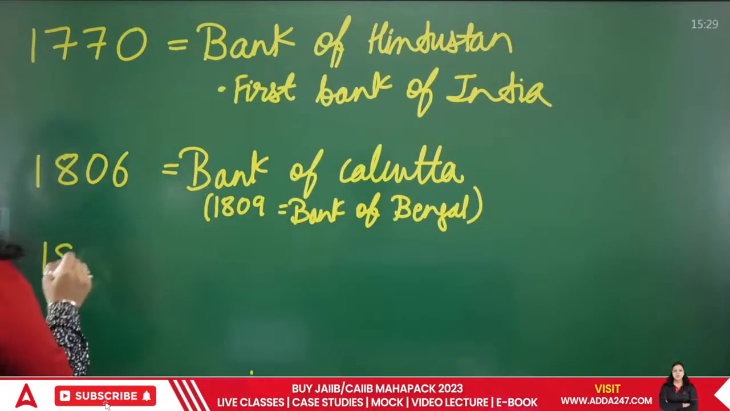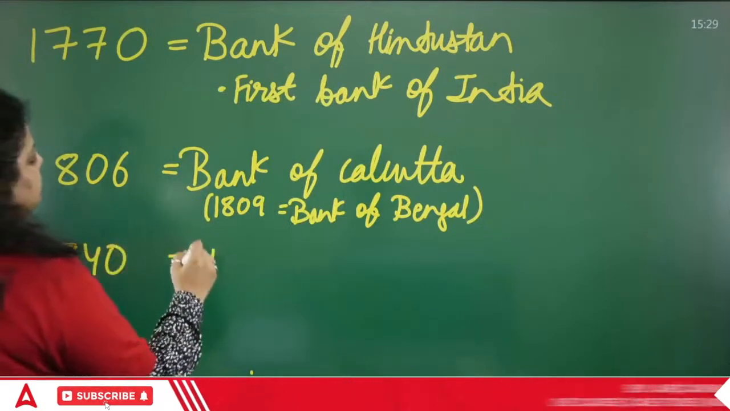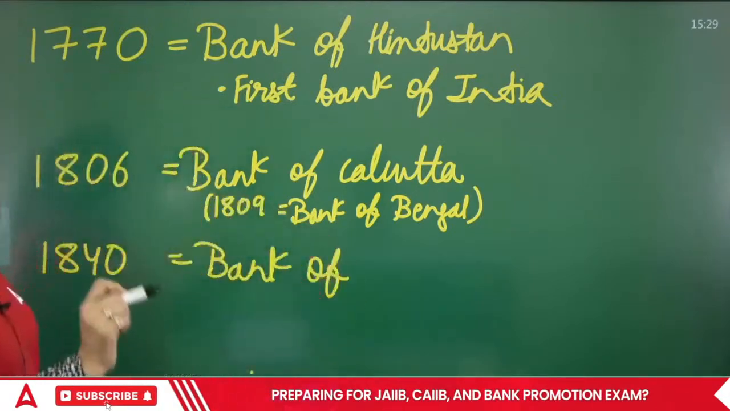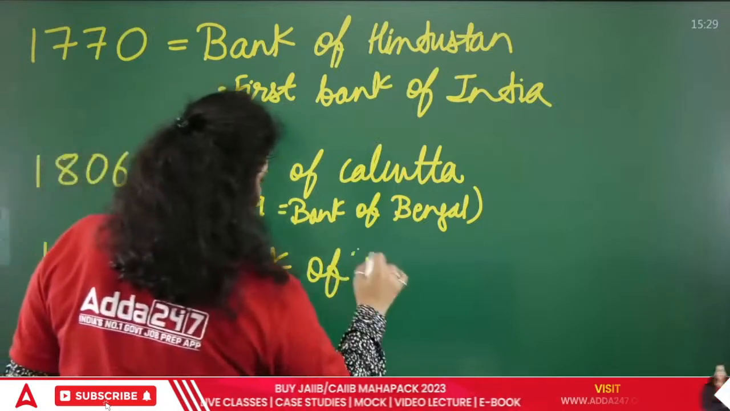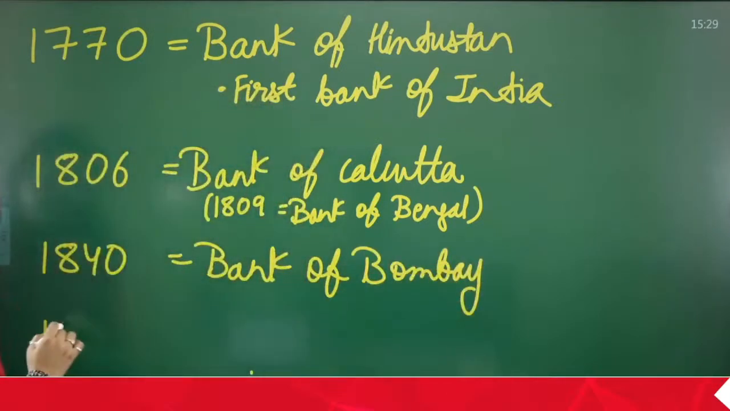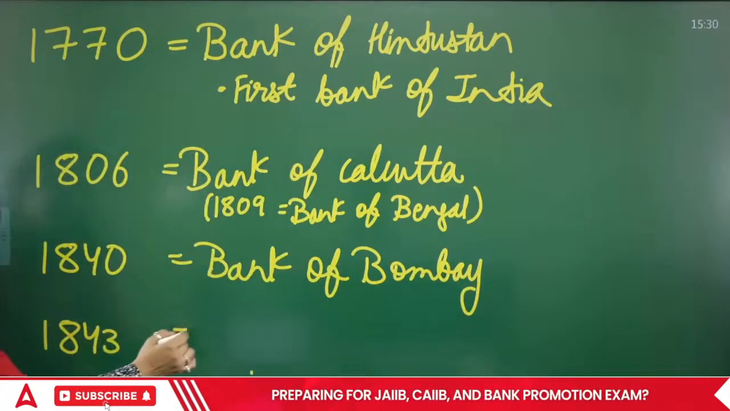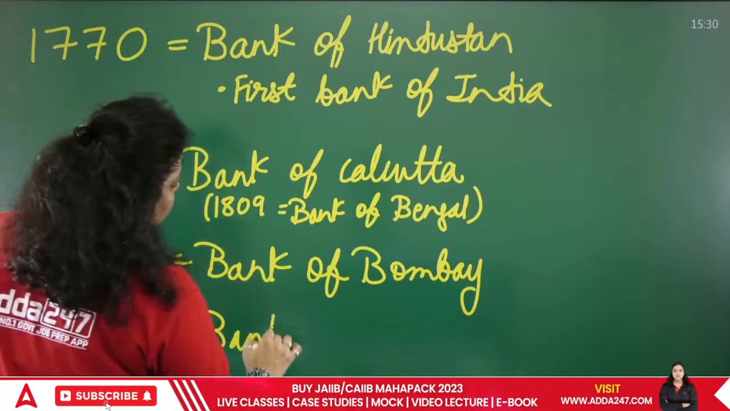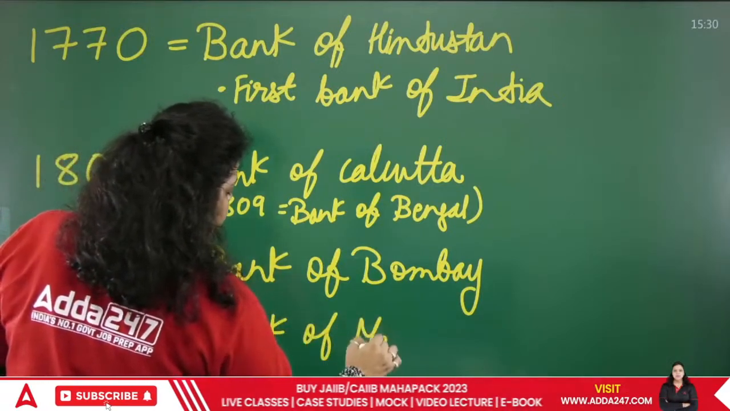After that, in 1840 the next bank was established, known as the Bank of Bombay. And after that, the next important bank was established in 1843, and that bank was the Bank of Madras.